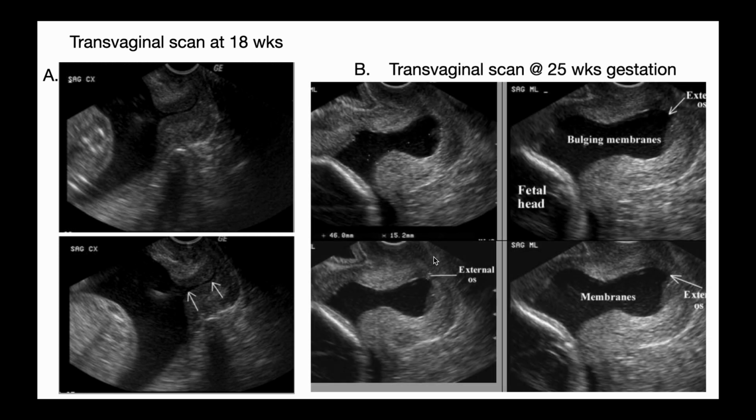And on this slide, we find an ultrasound scan at 18 weeks of gestation showing a T type of cervical incompetence, as the arrows are pointing over here. And by the 25th week of gestation, we found that the internal os was widely open and the membranes were bulging. So as you can see, this being the external os, the membranes are here, and the fetal head also over here. So these are some ultrasound scans showing cervical incompetence.